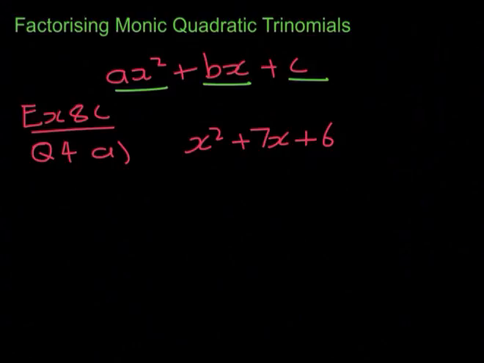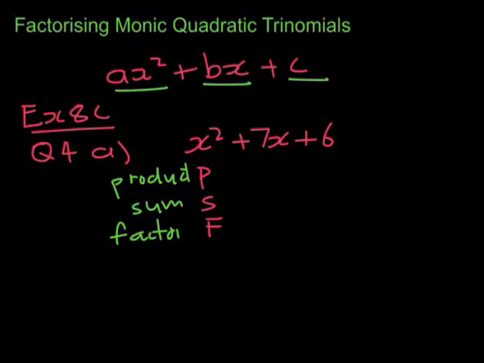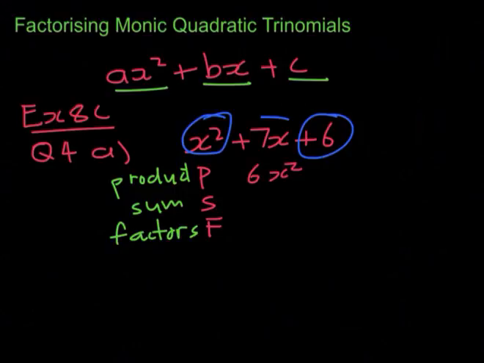Right, so the PSF method, we start off by just writing a P and an S and an F immediately underneath the expression. Now the P stands for product. We're looking for a product here. The S stands for a sum, and the F stands for factors. The parts that are going to make up the product are the x squared and the 6. So when I take the product of x squared and 6, I'll get 6x squared. The sum is just this term that's in the middle, the 7x. So the sum will be 7x.